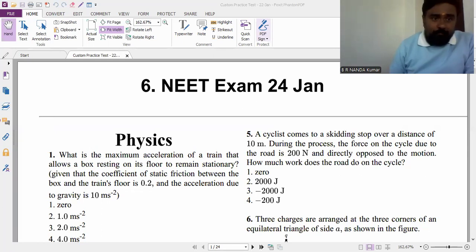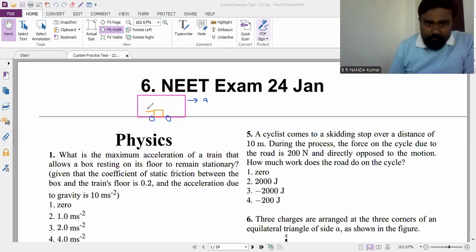First question number 1. What is the maximum acceleration of the train that allows a box resting on its floor to remain stationary? So this question is based on laws of motion. Now the train is moving with acceleration A. So inside, a pseudo force acts on the block.